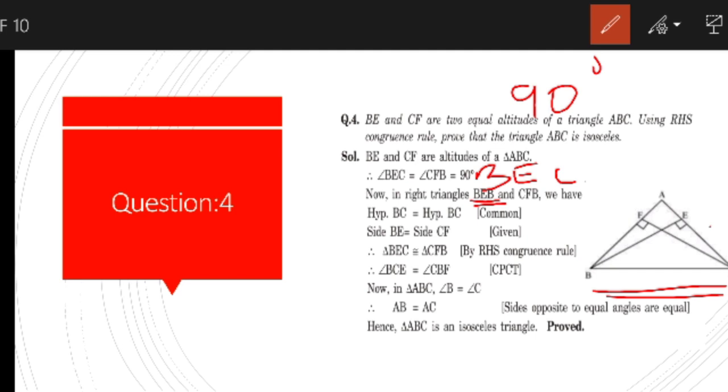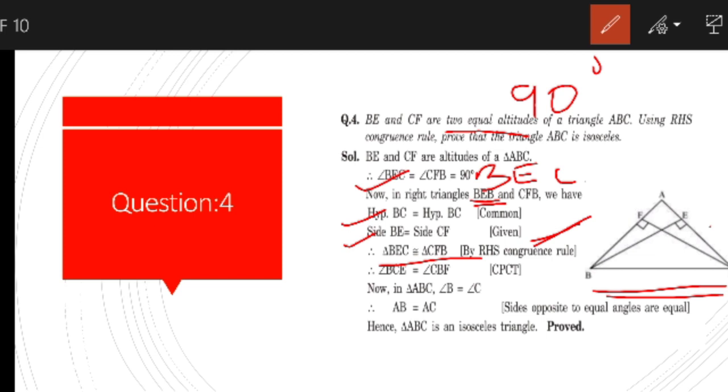The side BE and the side CF are equal. It is already given in the question, two equal altitudes. So BE and CF are equal and 90 degree. That means the angle E and angle F are 90 degrees. So the first one is 90, the second one is hypotenuse, and the third one is that side BE and side CF are equal. That is given. So by RHS we can say the triangle BEC and triangle CFB are congruent by the RHS congruency rule.